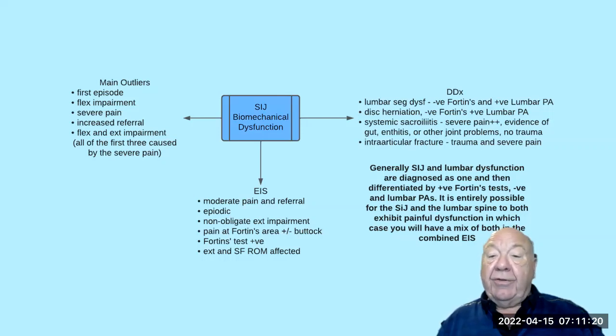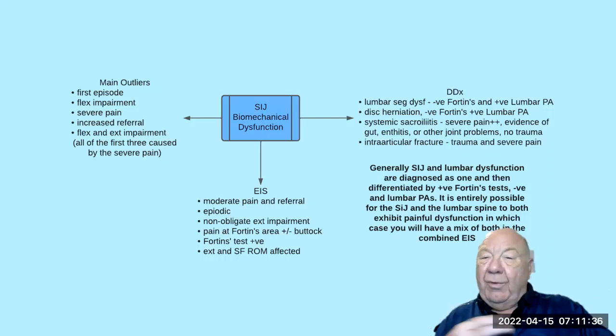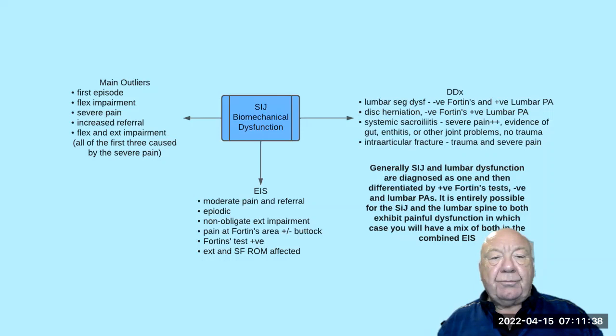Another differential is systemic sacroiliitis. Again, this would be for an outlier of biomechanical dysfunction with severe pain, and also intra-articular fractures, which is going to lead you to a different diagnosis anyway. There's going to be trauma and immediate onset of severe pain. So you're not really going to get these two mixed up.